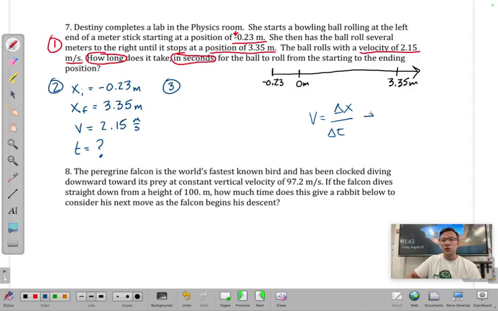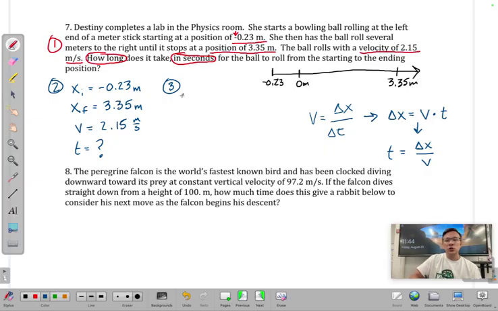So if I rearrange this for time, I would multiply by time on each side. And so it would become delta x is equal to v times t. And then if I wanted to get t by itself, I would divide by v on each side, and I would find that time is equal to delta x divided by velocity. Okay, so displacement over velocity. So if I use that as my equation, it makes it pretty simple here.